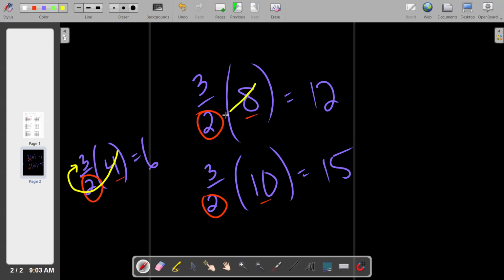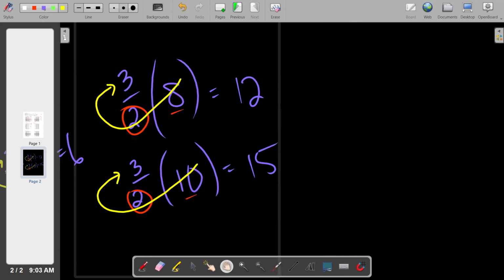So what's 8 divided by 2? 4 times 3, 12. What's 10 divided by 2? 5. 5 times 3, 15. This would not have gone so smoothly if I had asked you for 3/2 of 11. Why? Because 11, when it tries to fish hook divide by the 2, we hit a bump. We go, whoa, whoa, 11 can't divide by 2.